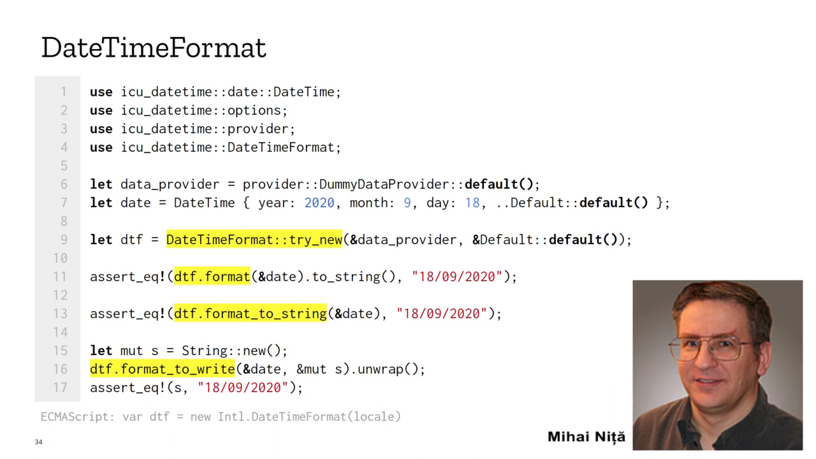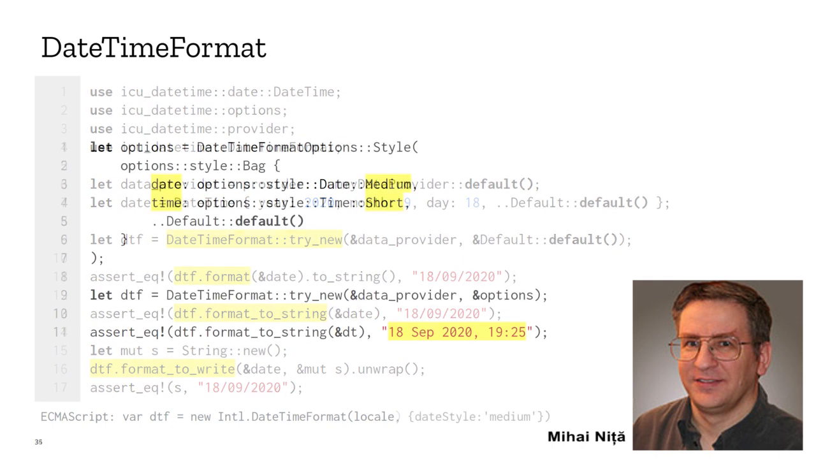Notice the common use patterns that we'll see again and again in other formatters. A constructor that takes a data provider and some kind of parameters to customize the formatter, a format method returning a formatted datetime or a formatted value preserving field information, format to string returning a string, and format to write using an output stream.